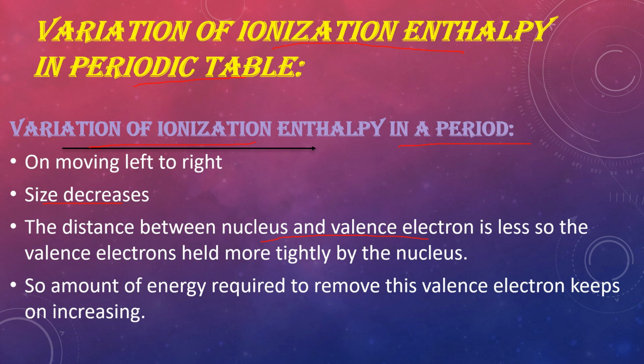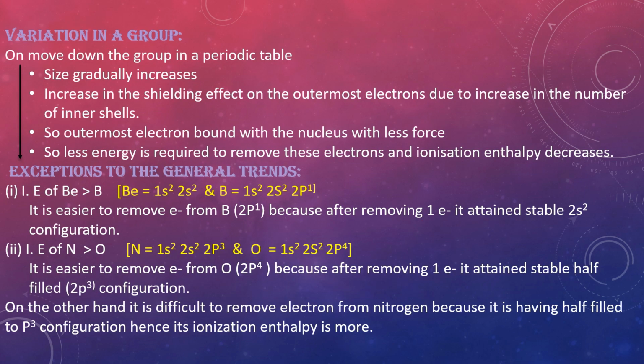So the outer electron is more tightly held by the nucleus, and more energy is required to remove this electron. Hence, on moving left to right, the ionization enthalpy increases. Now, variation in a group.